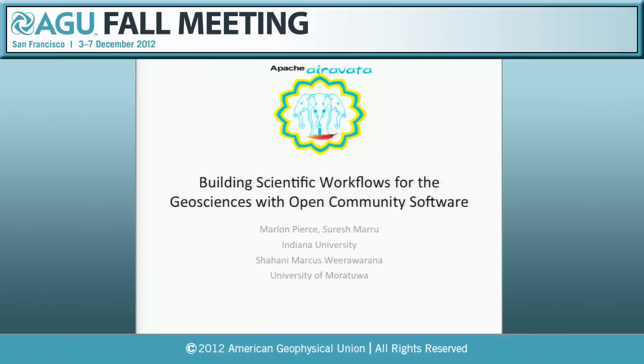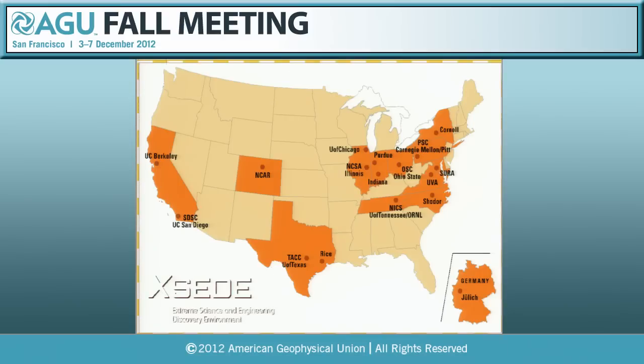All right, so I'm going to talk about building scientific workflows for geosciences with open community software. So, the real topic here is this last bit about open community software. So to give you a little bit of background about our group back at Indiana University and some of our collaborators and the environment we work on, we do a lot of what Yolanda called the high-performance computing workflow paradigm.